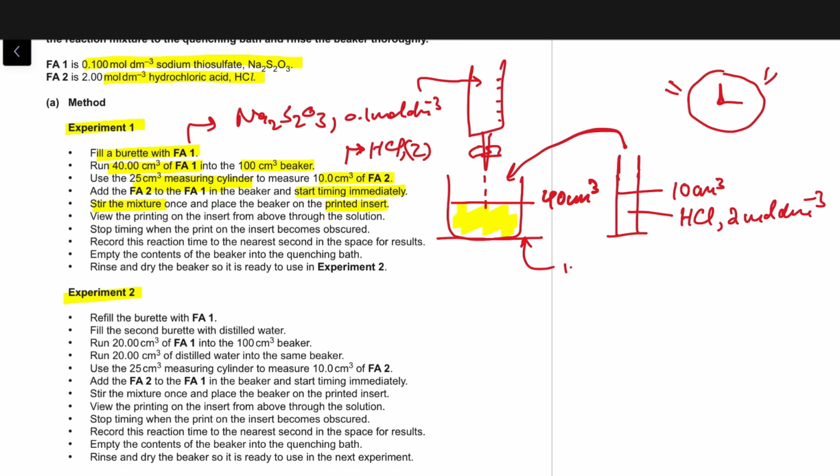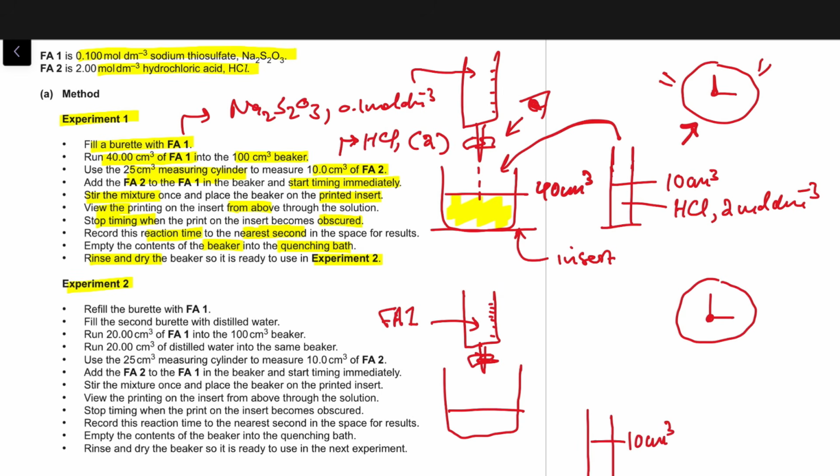This right here is our insert with our print. View the printing on the insert from above through the solution. This is meant to be an eye, and we're meant to view it from above. Stop the timing when the print becomes obscured or otherwise blocked. And then record this reaction time to the nearest second in the space for results. Empty the contents of the beaker into the quenching bath, we explained why earlier, and then rinse and dry the beaker so it is ready to use in experiment 2.